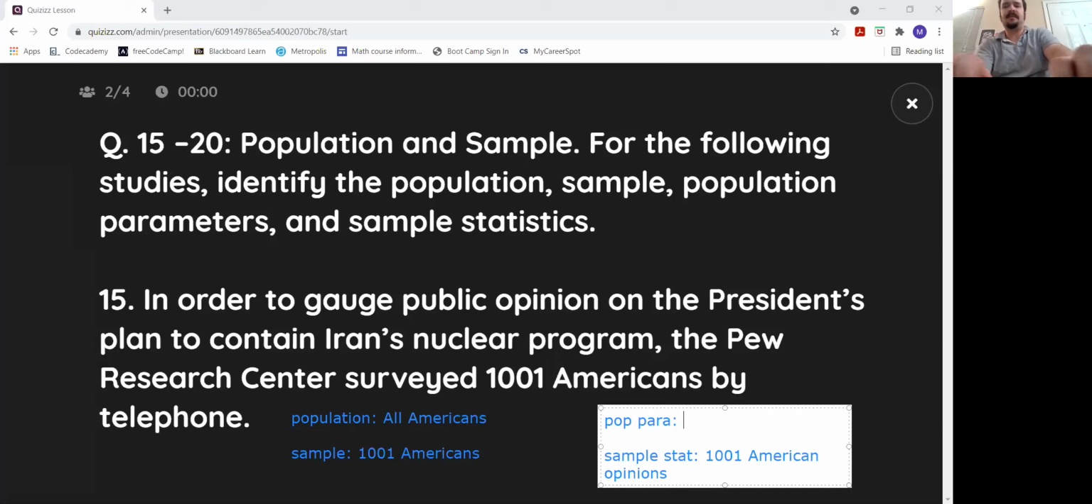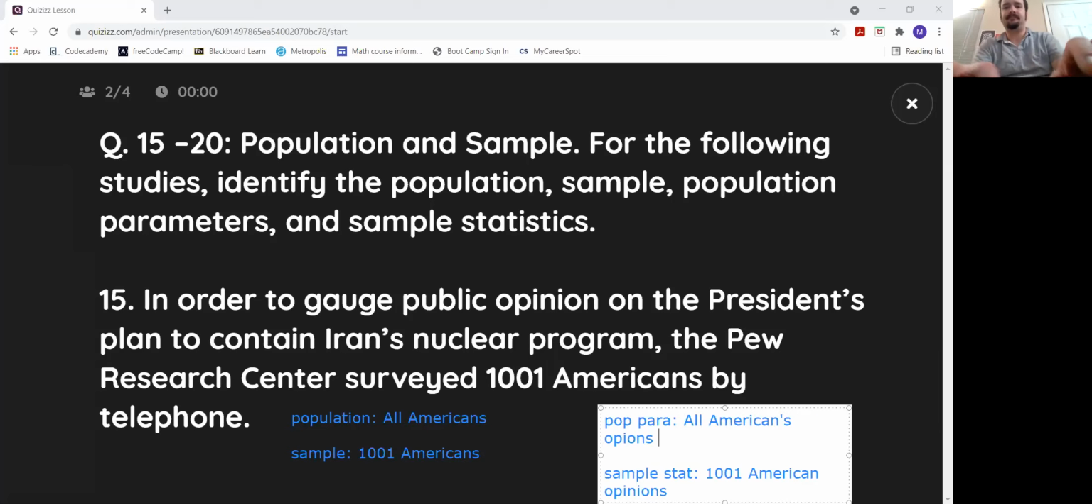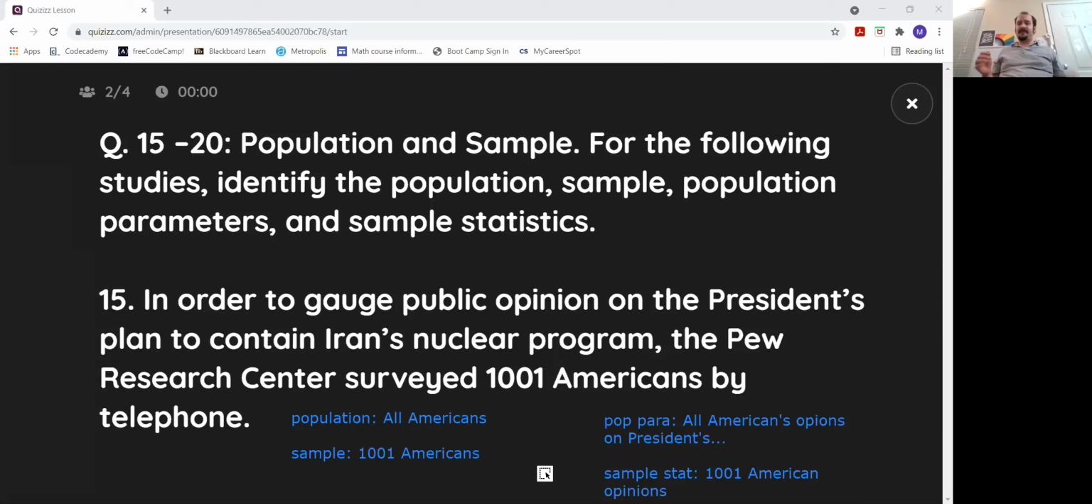And from those 1,001 American opinions, we're going to try to determine something about all of Americans' opinions on the president's, whatever you want to say. Finish that sentence off. The president's plan on Iran's nuclear program. Are there any questions about this one? So there's a bigger group, there's a sample that we're taking from it, there's a measurement that we're getting from the sample, and then we're trying to say something about the overall population.